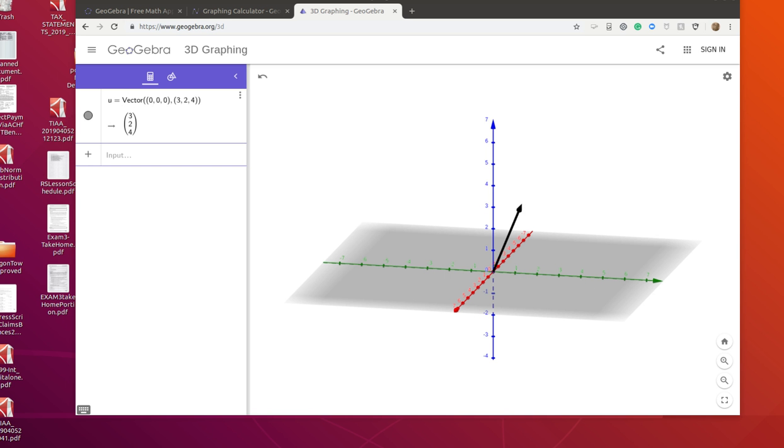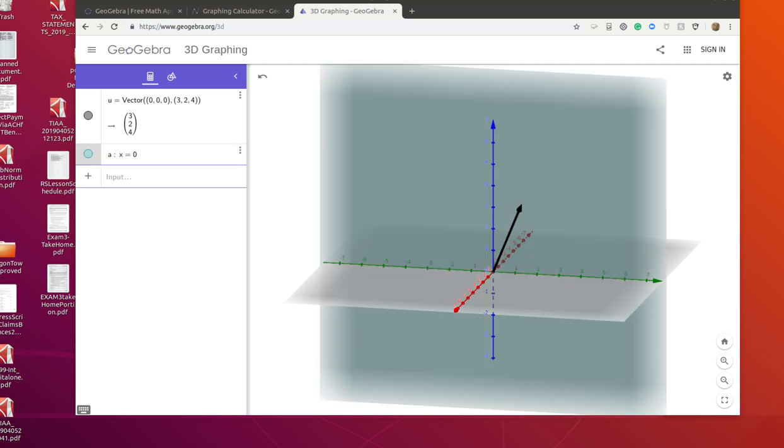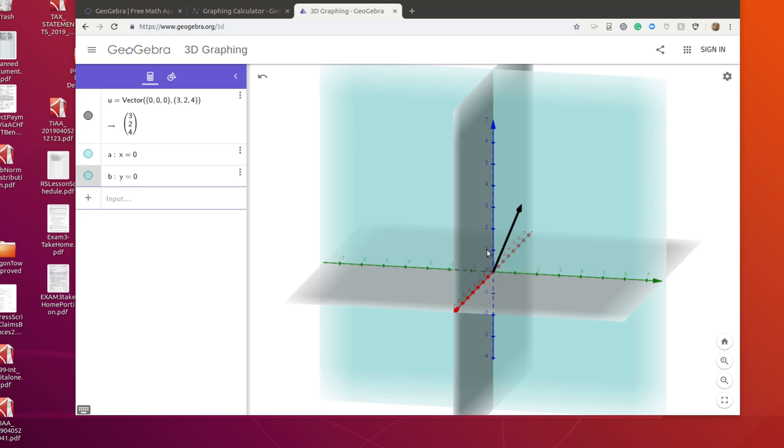To help us see that a little bit better, let's take advantage of the idea that GeoGebra does here. It's showing us what the xy plane is. That's when all of the z values are 0. And draw a plane where x is equal to 0. Okay, that's going to be the yz plane. And the xz plane is where the y value is equal to 0.